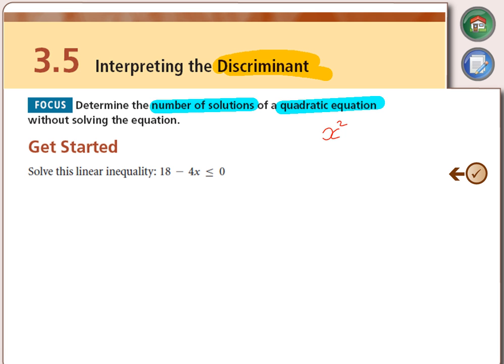Let's get started. Solve this linear inequality. Ooh, inequalities. Must mean we're going to do some inequality work here. Not equal. We'll work it through just like we would if it was an equation. So we start by subtracting 18 from both sides. Gives us negative 4x less than or equal to negative 18. And then we divide by the negative 4. Oh, but wait. We got an extra rule with inequalities that we don't with equations.